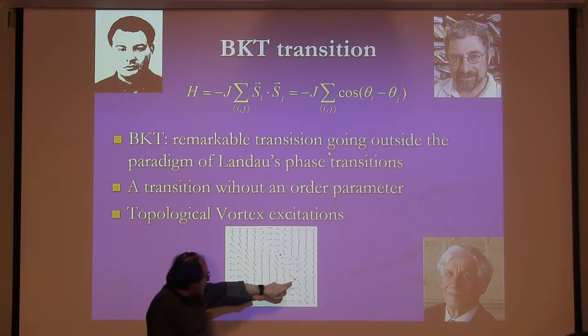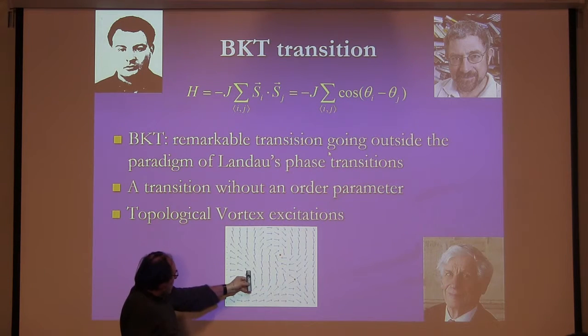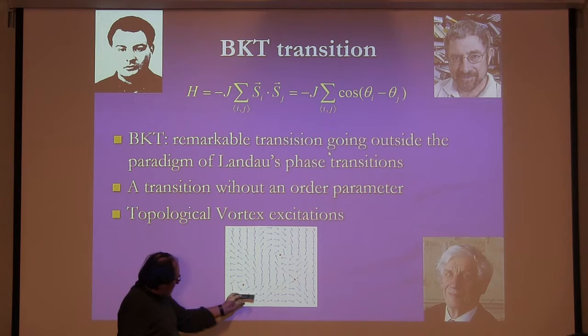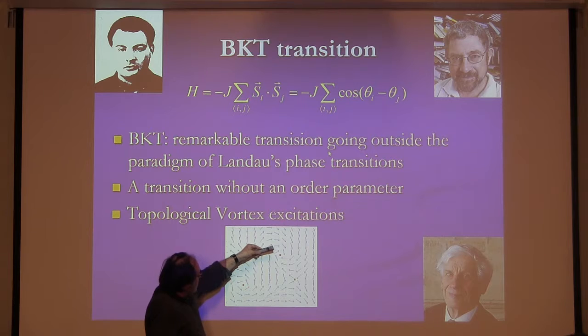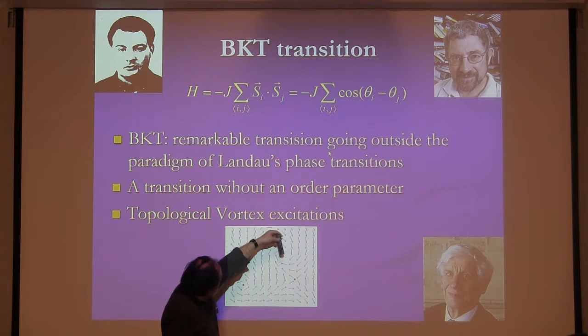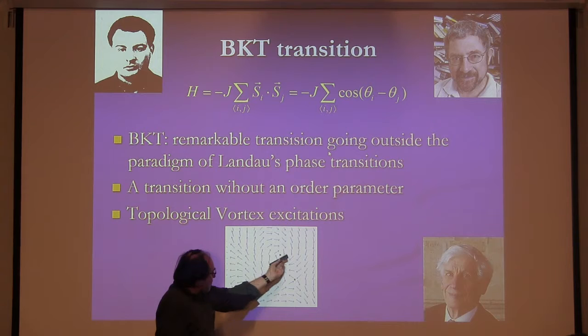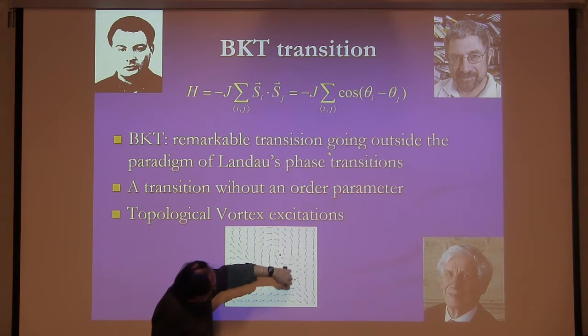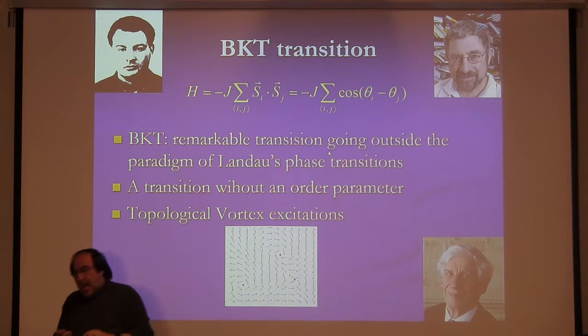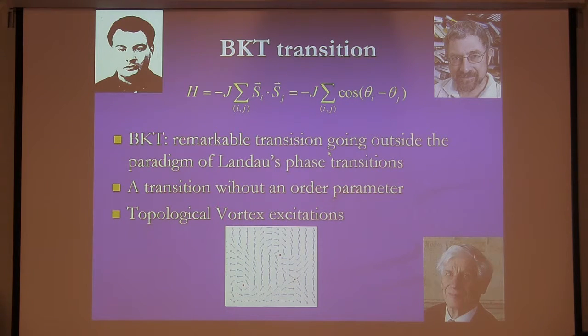These are two vortices. This is an anti-vortex. Here the spin rotates in this direction. Same thing here, the spin rotates in this direction. Sorry, I should be careful. They rotate in this direction also, while here it's an anti-vortex. The spin rotates in the opposite direction. You need to take into account this configuration if you want to understand the physics of the 2D XY model. This is a transition without an order parameter. The average of the spin is always 0.